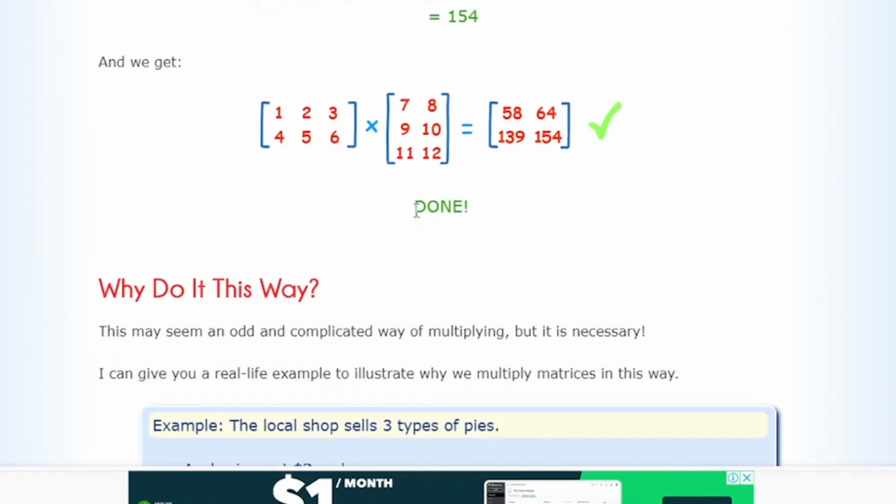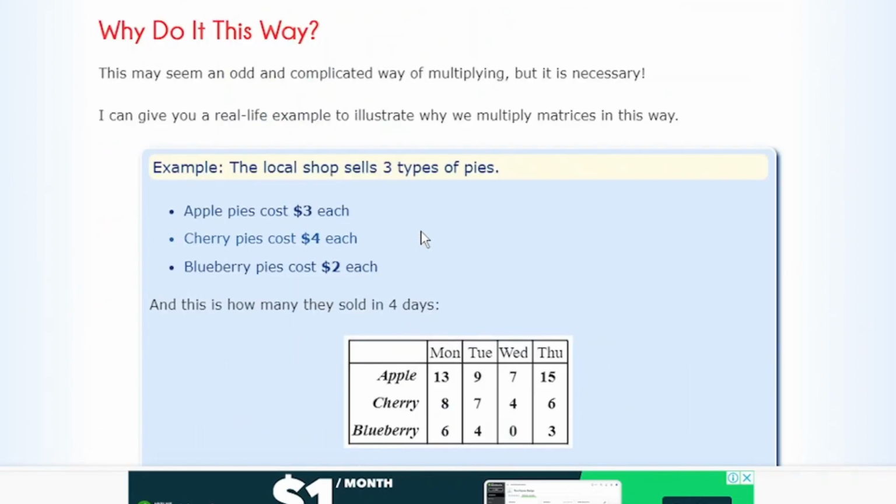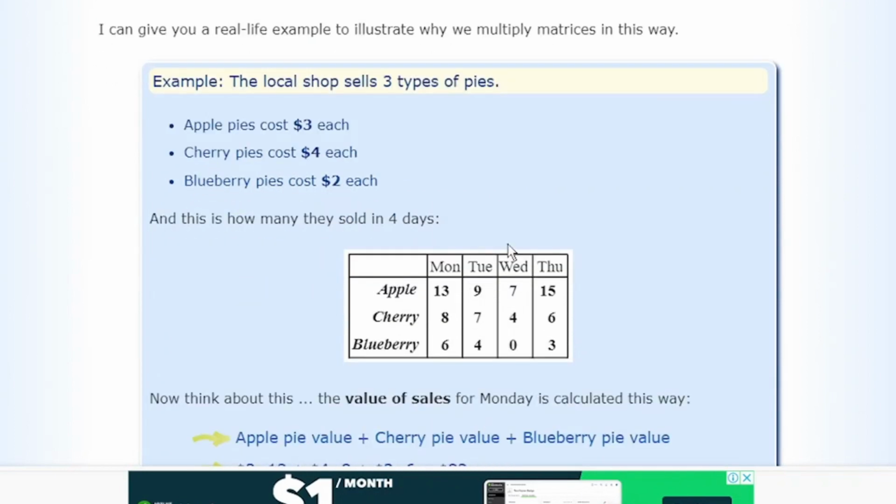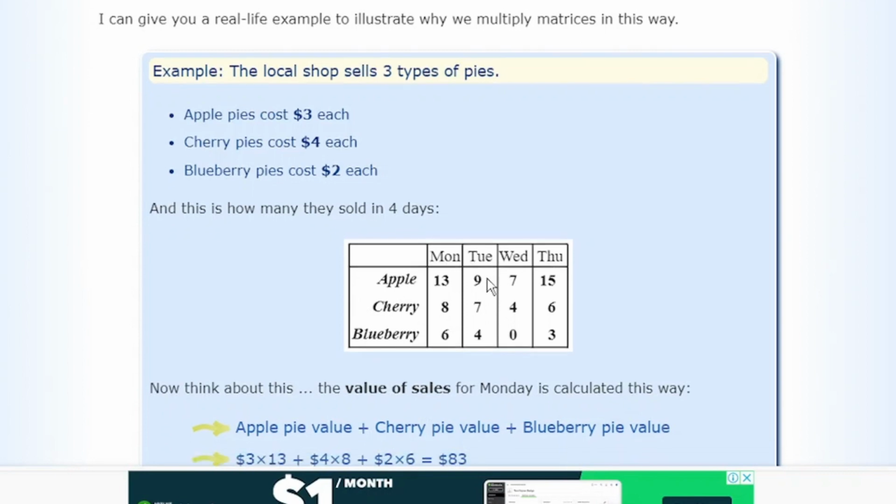Now, why do we multiply this way? Does it make sense to multiply this way? It's kind of odd, right? But let's see. If you go to a shop, and this shop has apple pies that cost $3, cherry pies costing $4, blueberry pies costing $2 each. How many will they sell in 4 days? Well, this is how you label it, right? So you have the days, then you have the types of pie, and we have the amount they sold. So the number of pies they sold, right?